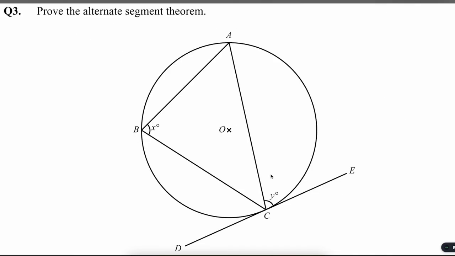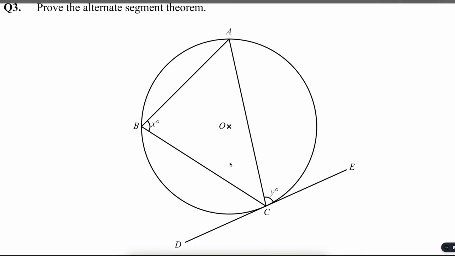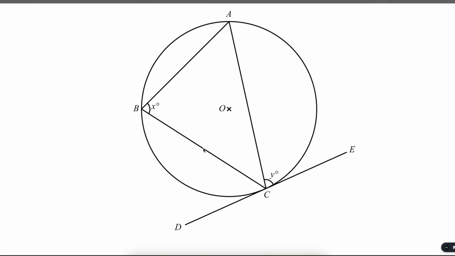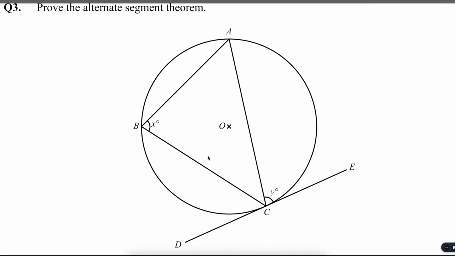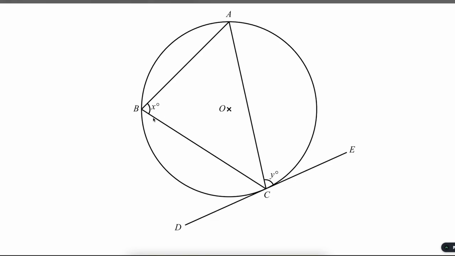Prove the alternate segment theorem. This is one of those things that you are meant to have been taught in your lessons, but everyone kind of forgets because it's a long thing to remember, so I thought I'd throw it in here. Prove the alternate segment theorem. The alternate segment theorem is basically, in this diagram, x equals y.